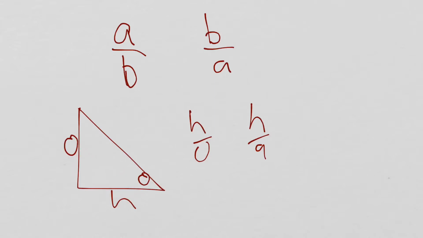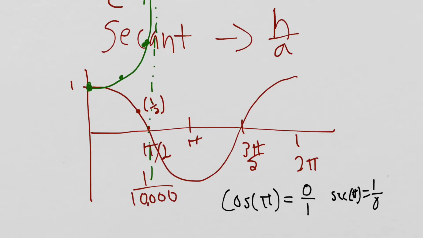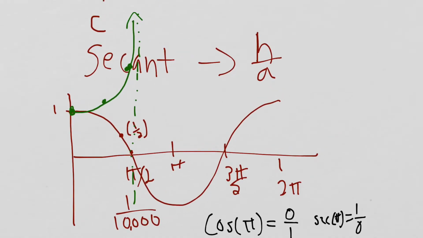So we could also look at the relationship between the hypotenuse over the opposite or the hypotenuse over the adjacent. I don't know why I put h right here as if this is the hypotenuse. We have the hypotenuse here and the adjacent side here. So we could look at the reciprocal ratios of the ones we've been looking at. So we're going to start with secant. And secant is the ratio of hypotenuse over adjacent.